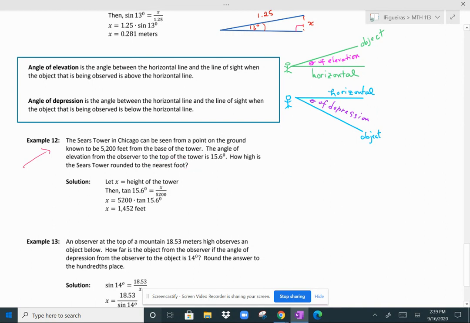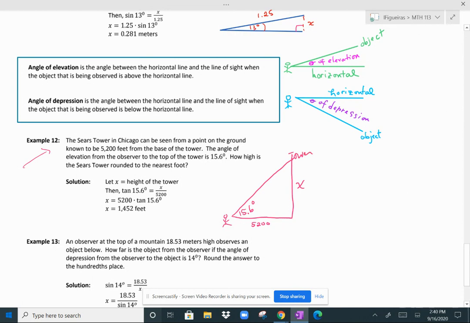All right, so we have an observer on the ground. Here's my observer, and the observer is looking at the top of the Sears Tower. And they are 5,200 feet away from this tower. And the angle is 15.6 degrees. My picture isn't super accurate, since this is a pretty small angle, but it's to illustrate how to come up with our equation. All right, so what am I looking for? I need a variable. Let's call this X. I want to know how high the tower is, and the tower is here.